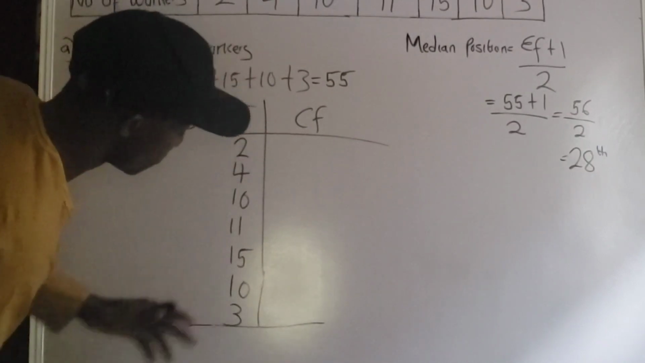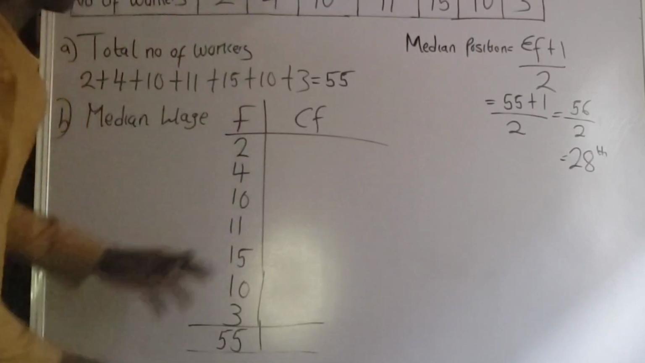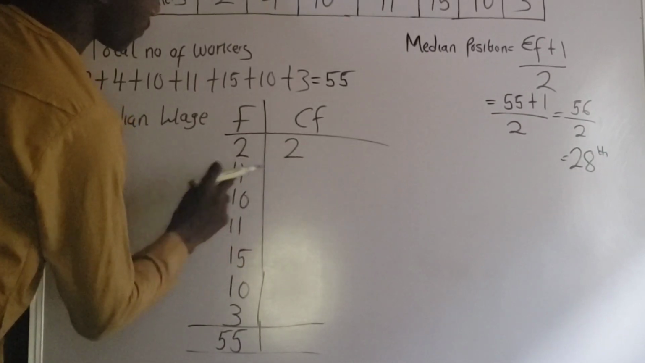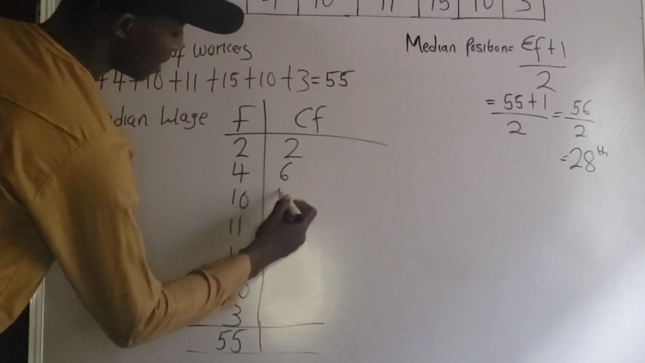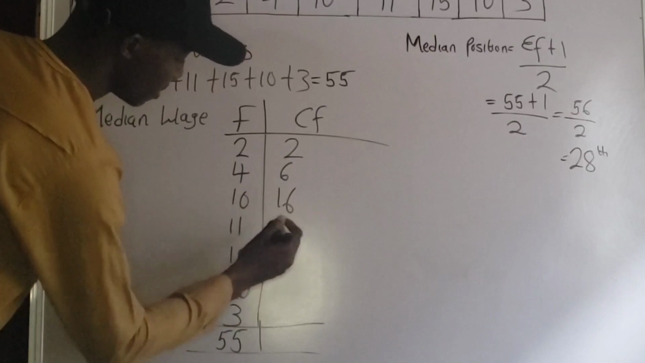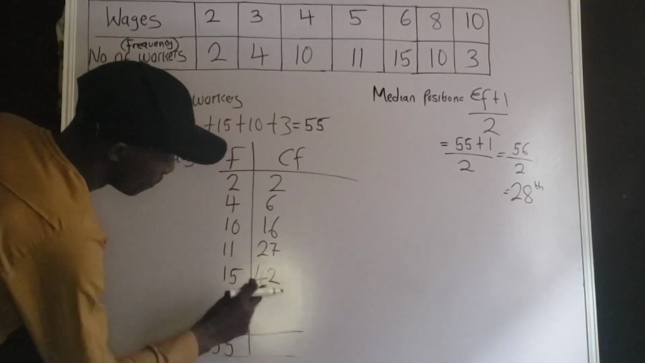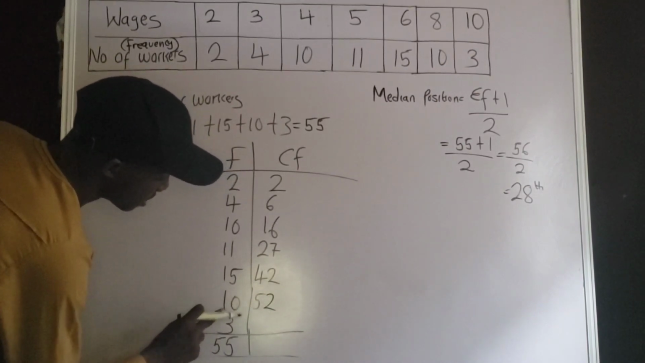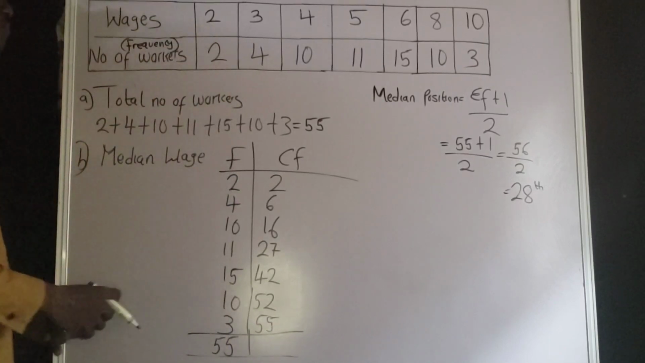The sum of all these frequencies is what? 55. You understand? So let us construct the cumulative frequency. For this, I'm going to have 2 plus 4, this is 6. 6 plus 10, that is 16. 16 plus 11, that is 27. 27 plus 15, that will give us 42. 42 plus 10, that will give us 52. 52 plus 3, that is 55. So we have constructed the cumulative frequency.